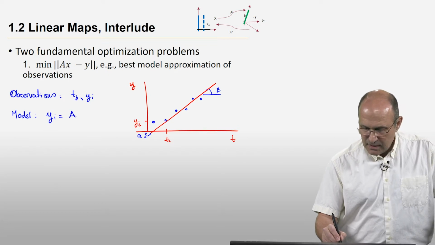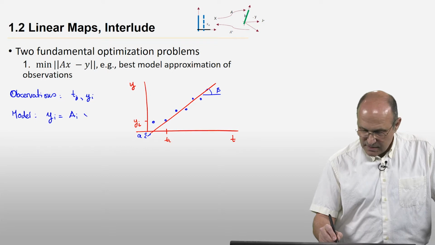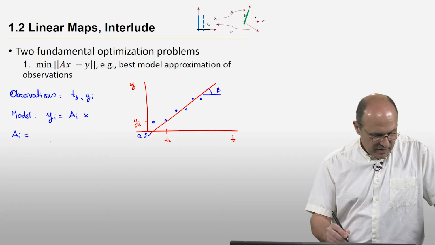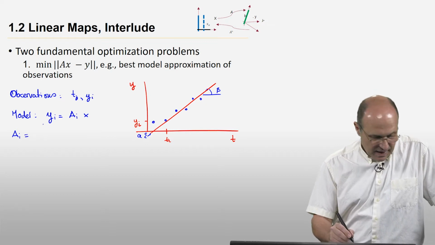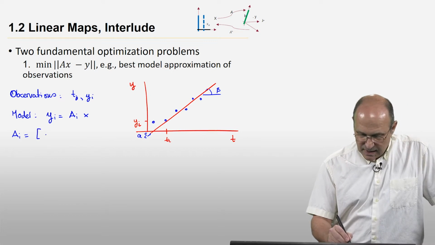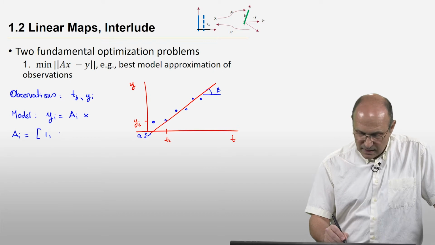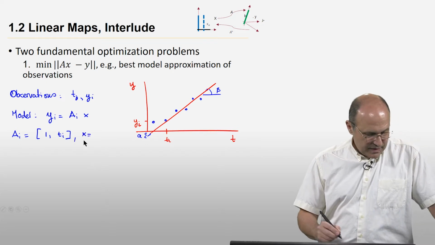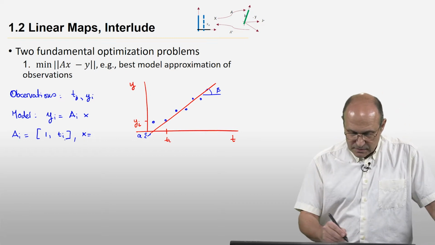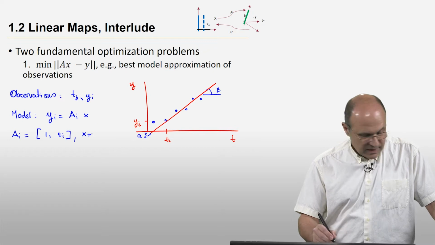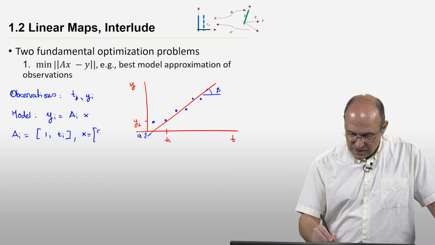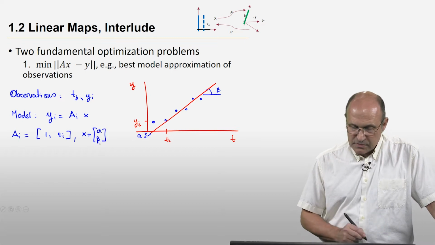yi is some coefficients. I'll give them the notation capital AI. And what capital AI is at this point is 1, constant, and the time. And X, this one corresponds to the time, and the X will be the coefficients of the equation, which are my unknowns, the variables that I want to optimize.